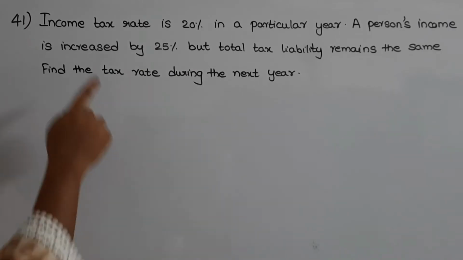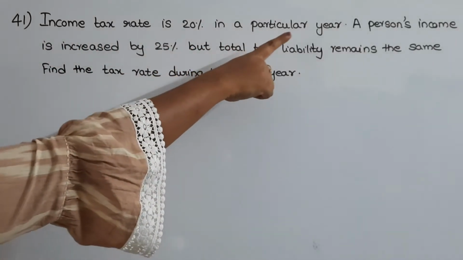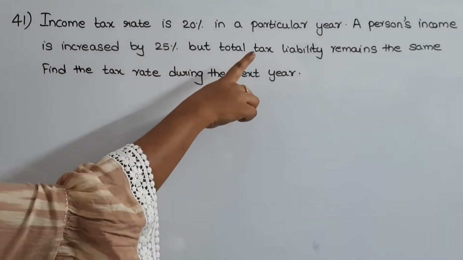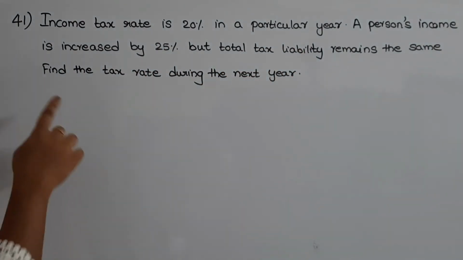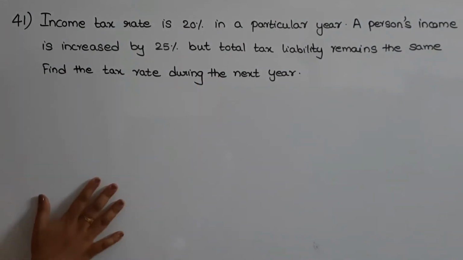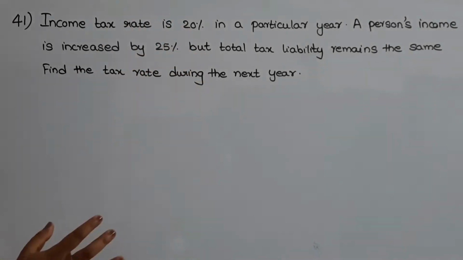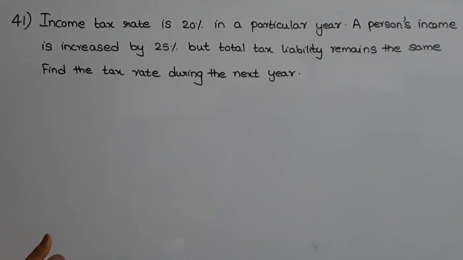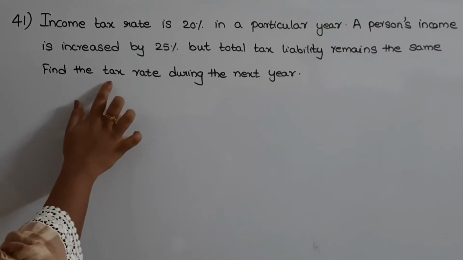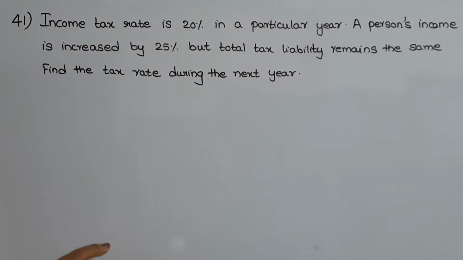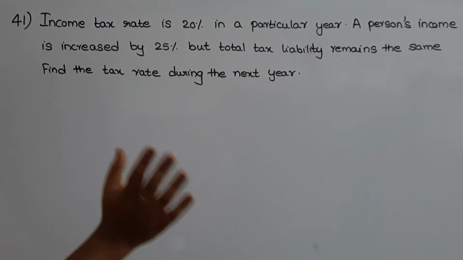The next question is, income tax rate is 20% in a particular year. A person's income is increased by 25%, but total tax liability remains the same. Find the tax rate during the next year. So in this question they are telling that the income tax rate was 20% in a year. Then a person's income has increased by 25%. So at that time we need to find out the tax rate, but the condition is that the tax which he should pay in both the conditions should remain the same.